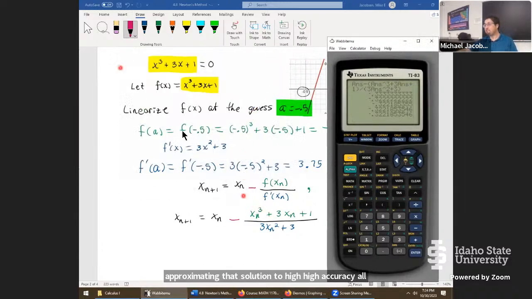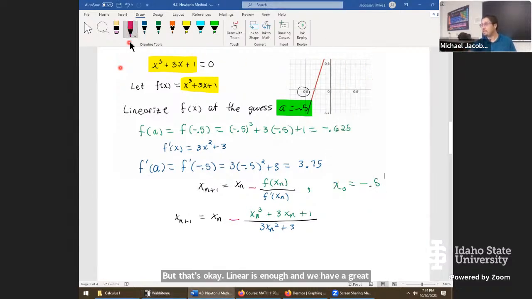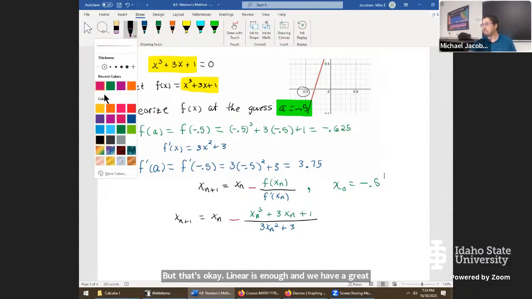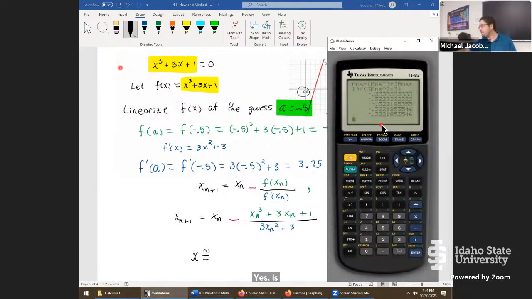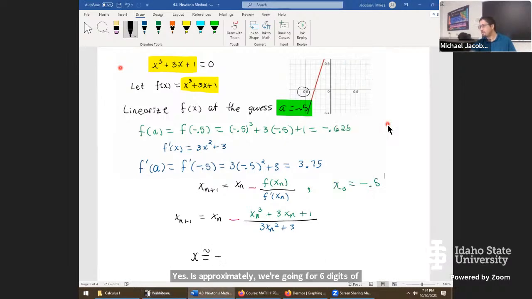And that's wild because, again, that is not a nice equation. I still don't have a clue how in the world I would solve this thing, but that's okay. Linearize enough and you have a great solution. We'll say down here, x is approximately, we're going for 6 digits of accuracy, negative 0.322185.